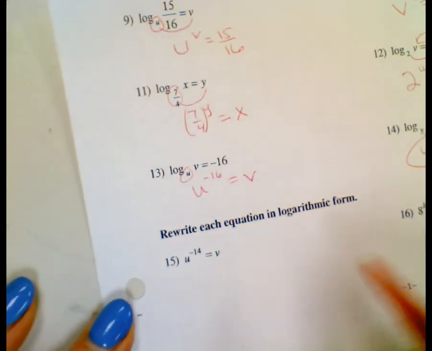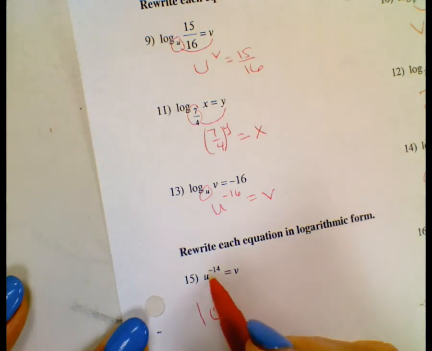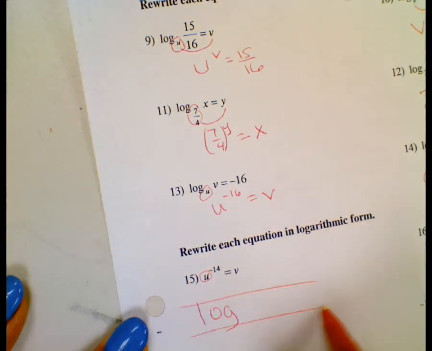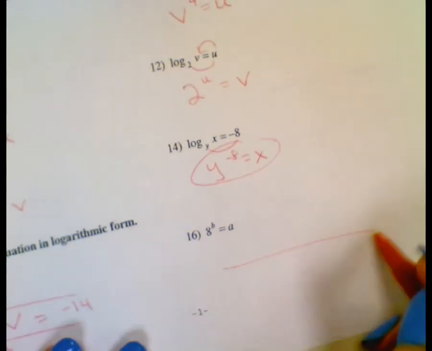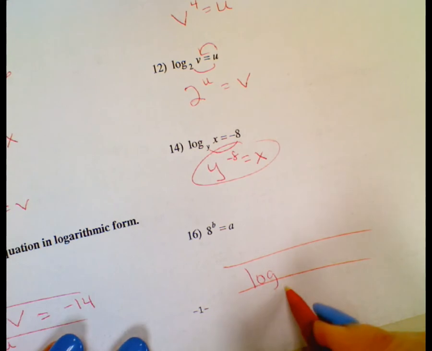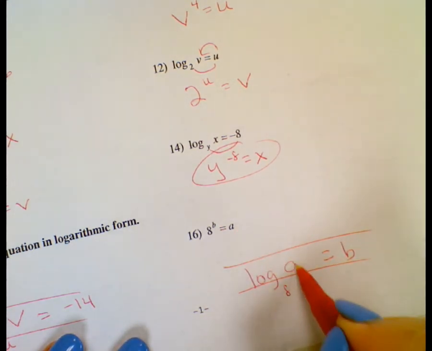Rewrite in log form. So start with log. The base, line paper. The base is U, that hangs low. The exponent is what it's equal to, that's down here. And put a V right next to it. That's your final answer. Line paper, log. Base 8, equal to the exponent. What it's equal to goes right next to log.